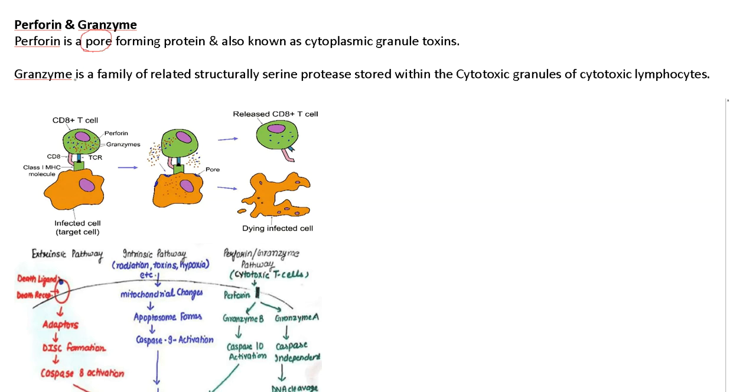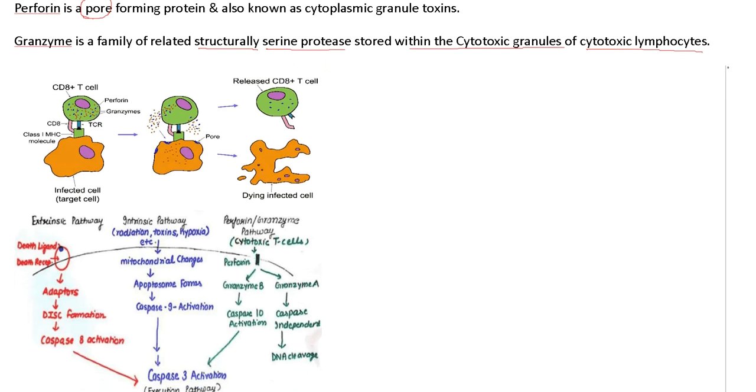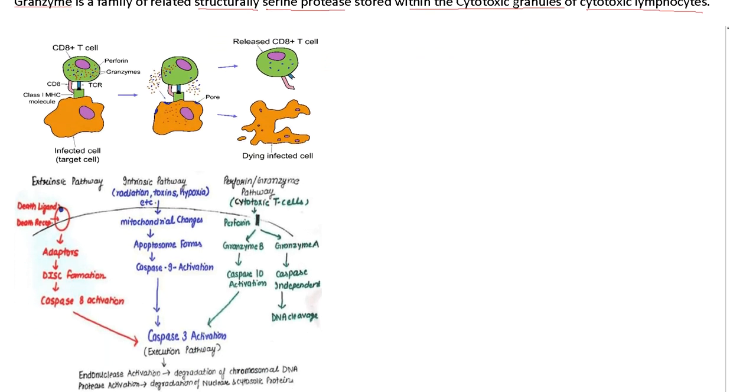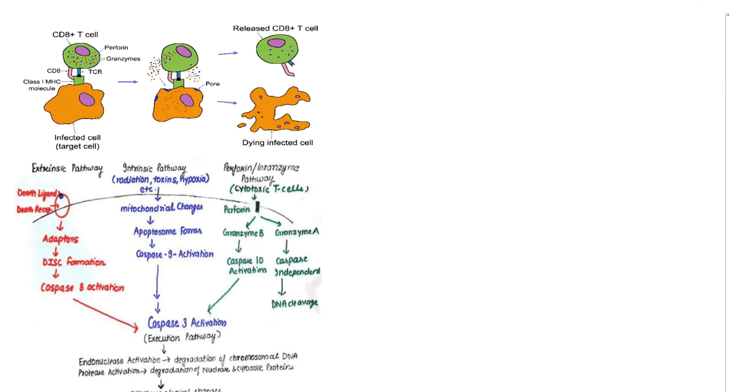And granzyme is what? Granzyme is a family of structurally related serine proteases which are stored within the cytotoxic granules of cytotoxic lymphocytes. So one is pore forming and one is a serine protease. This perforin will release granzyme B or granzyme A.